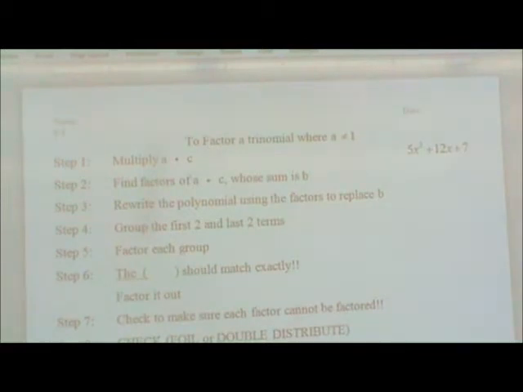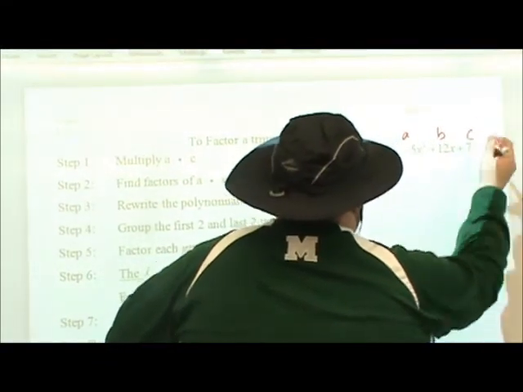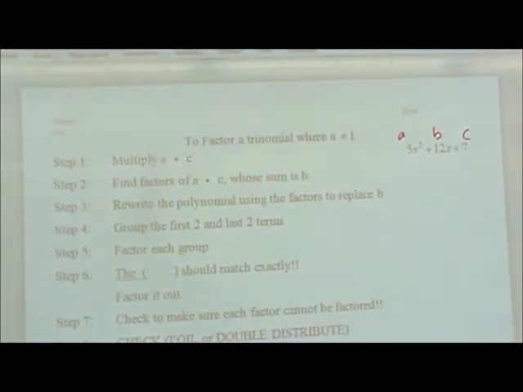So we first need to look at the steps. This method a lot of people prefer to use, but some of you may be guessing and checking, and we'll see that tomorrow when we get to class. First thing, we want to identify our A, B, C. That's more of a prerequisite skill, and you can do it very quickly. So A is 5, B is 12, C is 7. Since we know that, now we're ready to go.